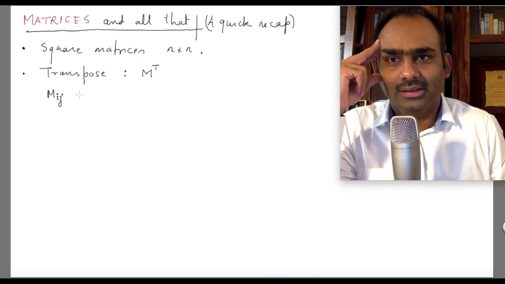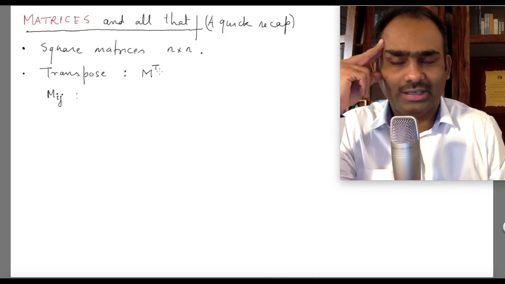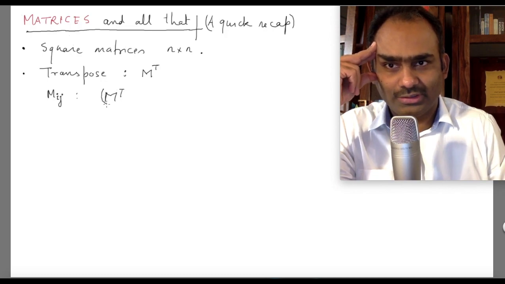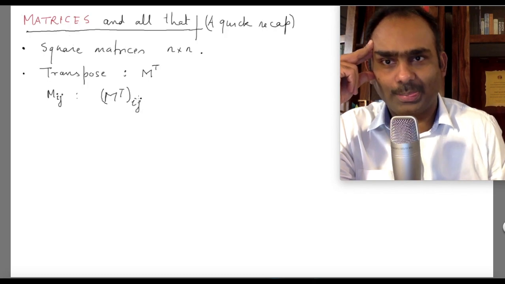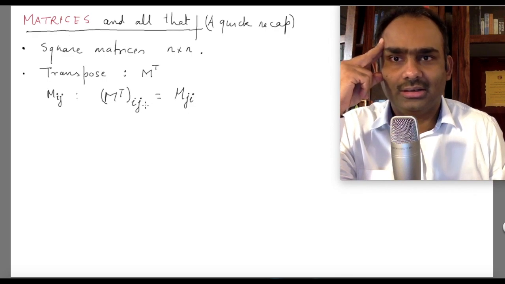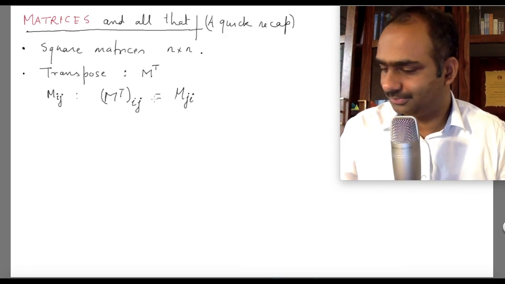Okay. So how is this Mij related to the elements of M transpose? It's like this. So let's say you take M transpose, take that matrix and ask what is the element in the ith row and jth column. And as I said, it's just the interchange of rows and columns of M. So it should be Mji. Okay. So this is how you should write this expression.